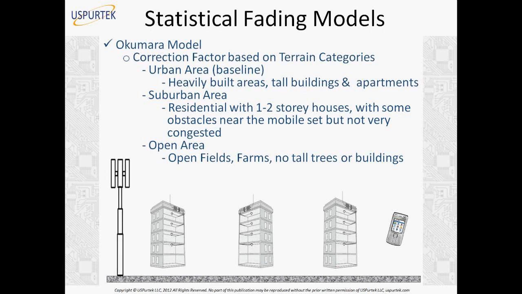Well, other things about the Okumura model. The correction factor is based on terrain categories. He categorized the terrain into 3 types: urban area, which is the baseline, meaning heavily built areas, tall buildings and apartments; suburbs, with residential 1 to 2 story houses and some obstacles near the mobile set but not very congested, meaning there are still some open spaces between the houses; and open area, which is open fields, farms, not tall trees or buildings. So the correction factor changes based on what type of area you are considering for your macro cell.